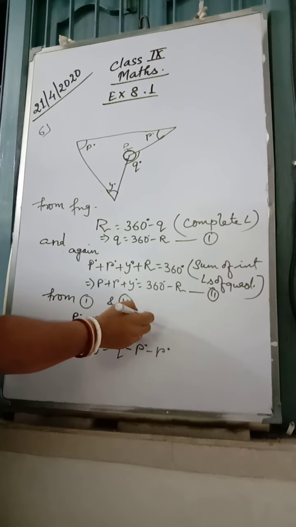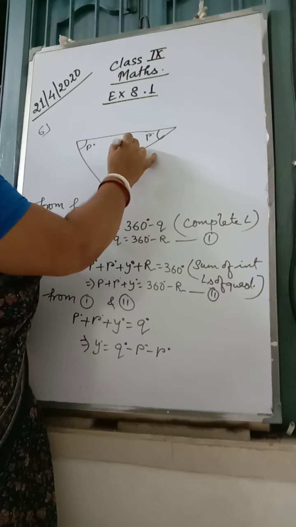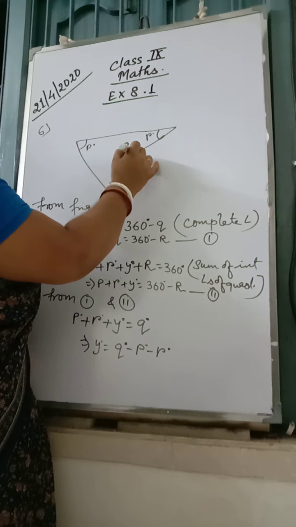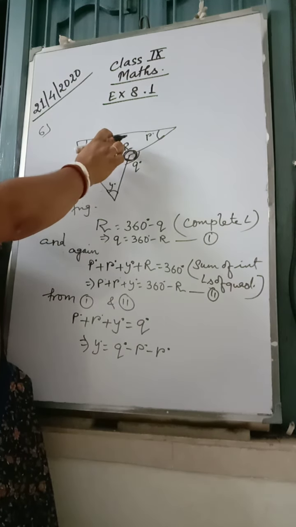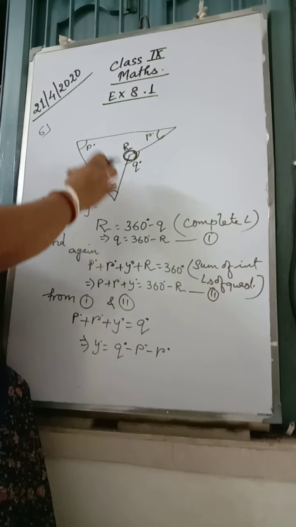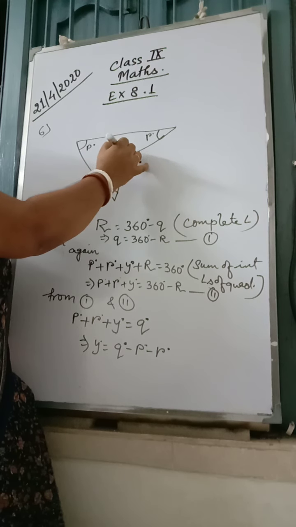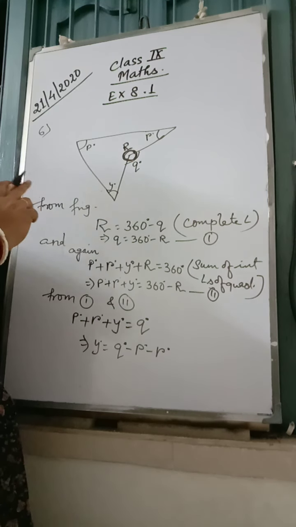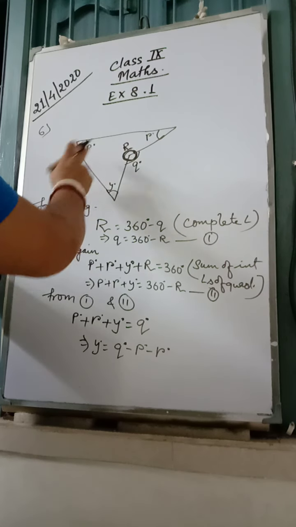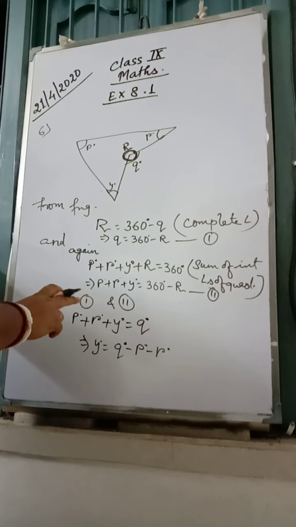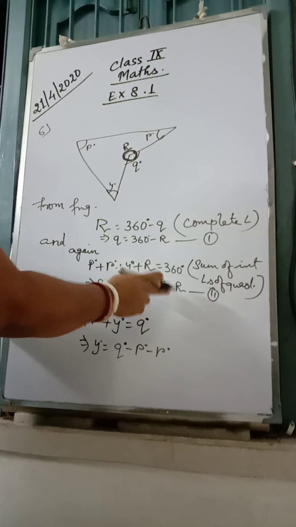So this will be, again I am saying you just see at this point R and Q, it forms a complete angle 360 degree. So what will be the value of Q? 360 minus R, what we have got. And again P, Y, R, and this angle R are forming the four angles of a quadrilateral. We know the sum of interior angles of a quadrilateral is 360 degree. So P plus Q, R plus Y is equal to 360 minus R, we can write.